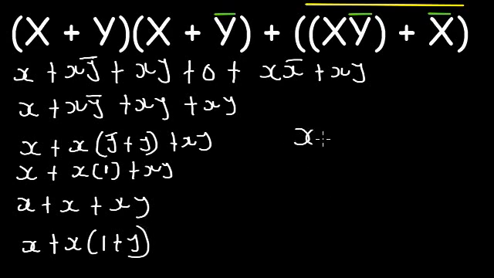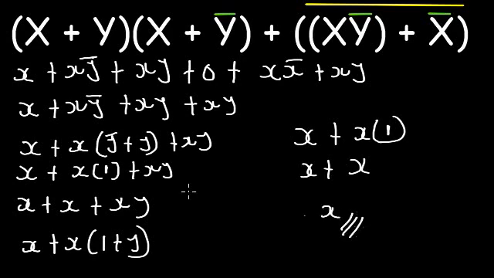So finally, the result should be x plus x times 1. And x plus x times 1 now will be x times x. And x plus x is simply x. And this is our final answer. And that's the solution to this problem.